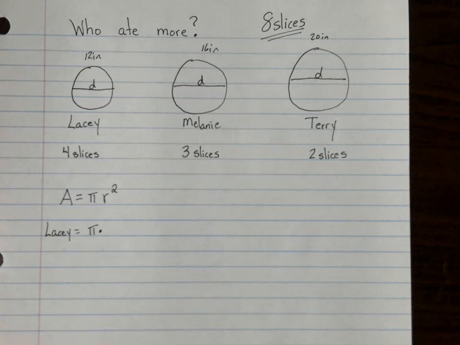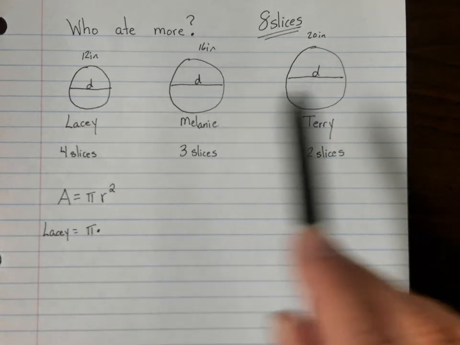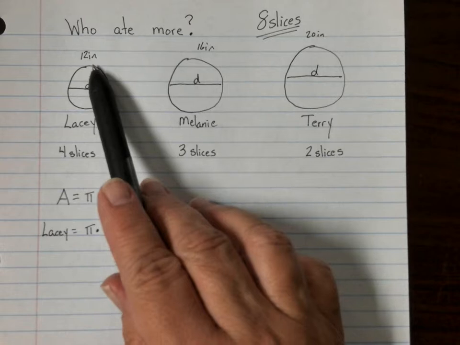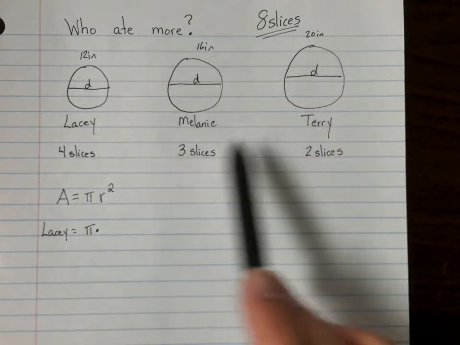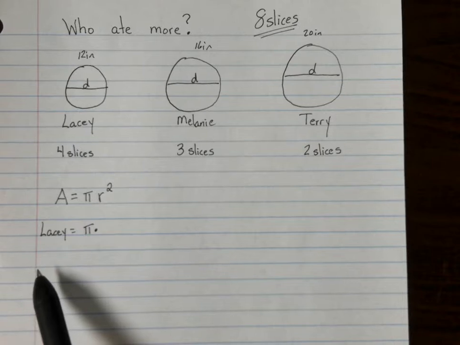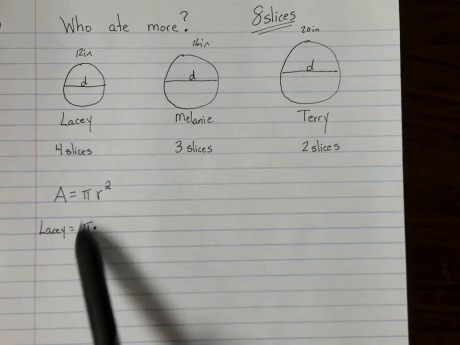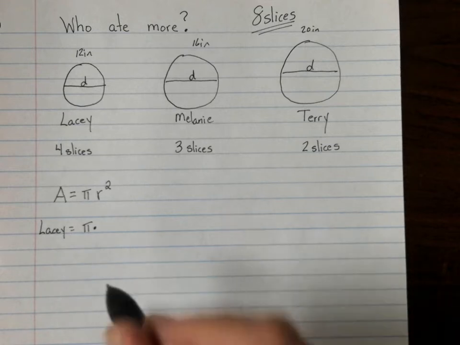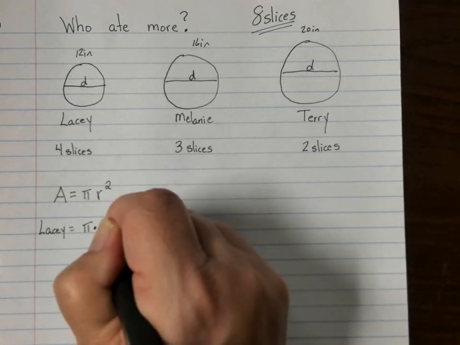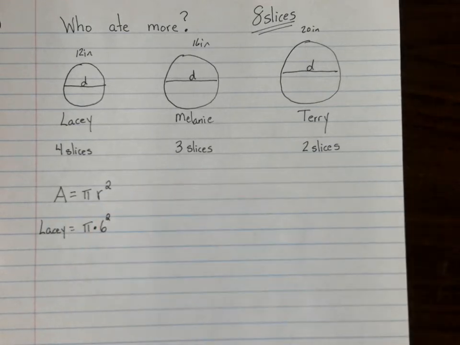Everybody. All right. So we've got these 3 pizzas, different sizes. These sizes are the diameters. Different people ate different numbers of slices. So we're working on Lacey. It's pi times the radius squared. So if the diameter is 12, do we realize the radius is 6 squared?